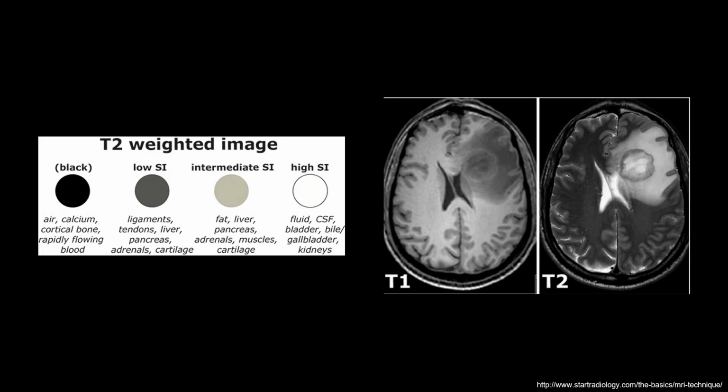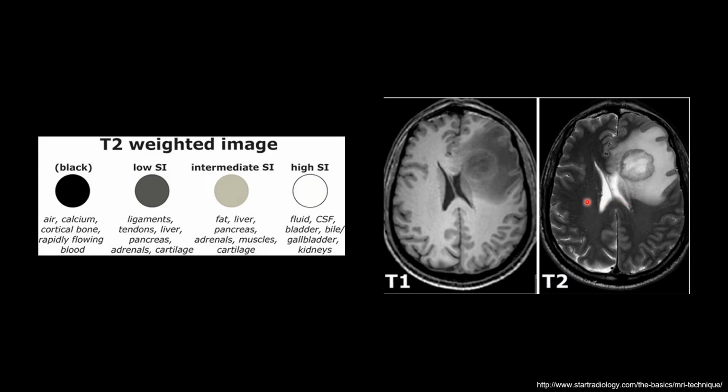So on this slide, we're seeing the signal intensities for T2 weighted images. So you can see here that the low signal intensity again is corresponding with cortical bone as well as rapidly flowing blood. So here in the dural venous sinuses there's blood flow. And low signal intensity would be, again, ligaments, tendons, and other types of organs, but here in the brain we can see a difference between the T1 and the T2 weighted sequences with the white and gray matter. You can see kind of how they almost swap signal intensities.